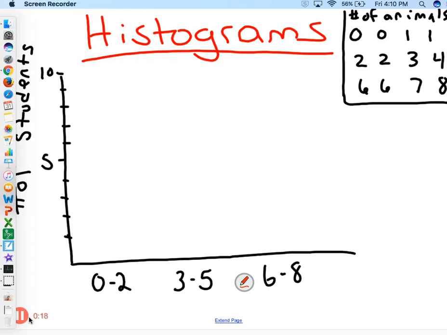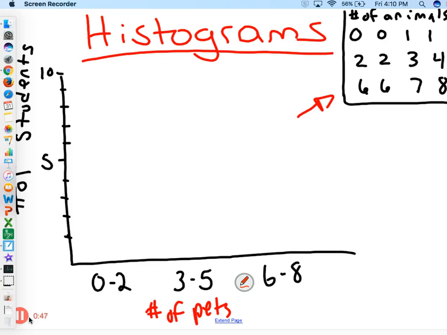On this top side over here, the vertical axis is number of students, and this is our interval. So our interval is number of pets. This chart up here is going to be what we use to create our histogram.